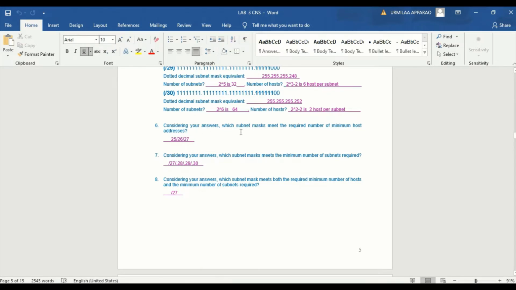Considering which subnet masks meet the requirement of a minimum host address, it is /25, /26 and /27. /25 actually does not meet the requirement, but /27 meets it because we need a minimum of 6. Considering which subnet masks meet the minimum number of subnets required, it's /27, /28, /29 and /30. Considering which subnet mask meets both the required minimum hosts and subnets, it is /27, because it appears in both lists.